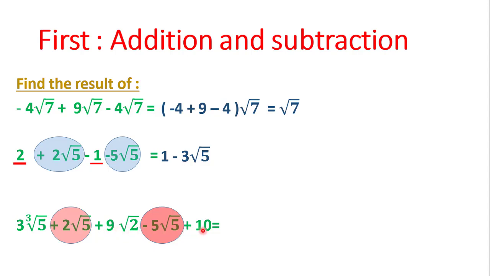We have 10. I write 10 as it is. We have 3 cube root of 5 and 9 square root of 2. Okay, so 3 cube root of 5 plus 9 square root of 2 minus 3 root 5, which is 2 root 5 minus 5 root 5 plus 10. This is the simplest form.